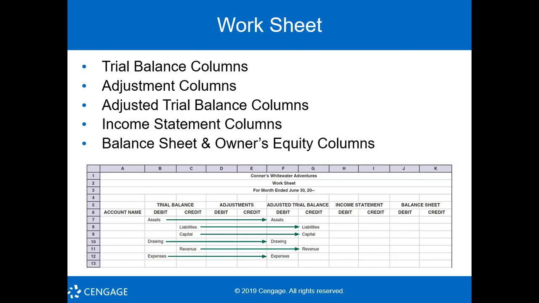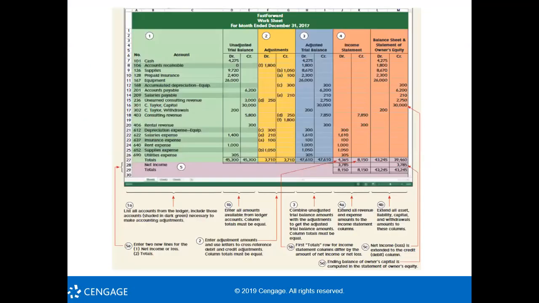So this is considered a 10-column worksheet because we're starting with 2 columns for the trial balance, 2 columns for the adjustments, 2 columns for the adjusted trial balance, 2 columns for the income statement, and 2 columns for the balance sheet. So, 10-column worksheet. Although, to be accurate, we have a column for account name too. It could be an 11-column worksheet. Anyway, here's an example of what that looks like.